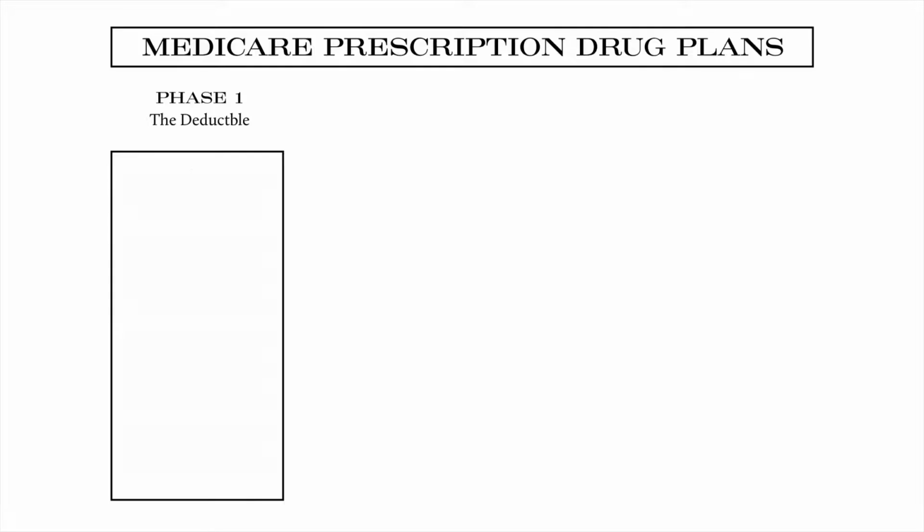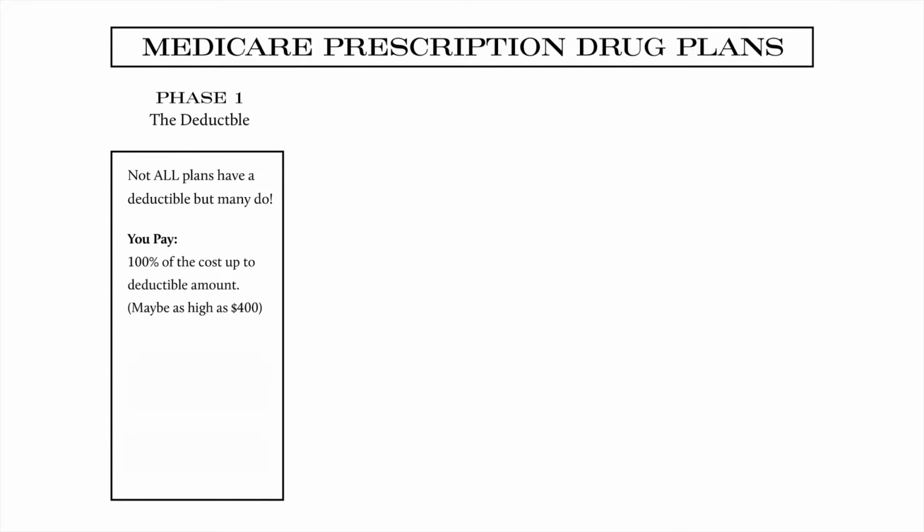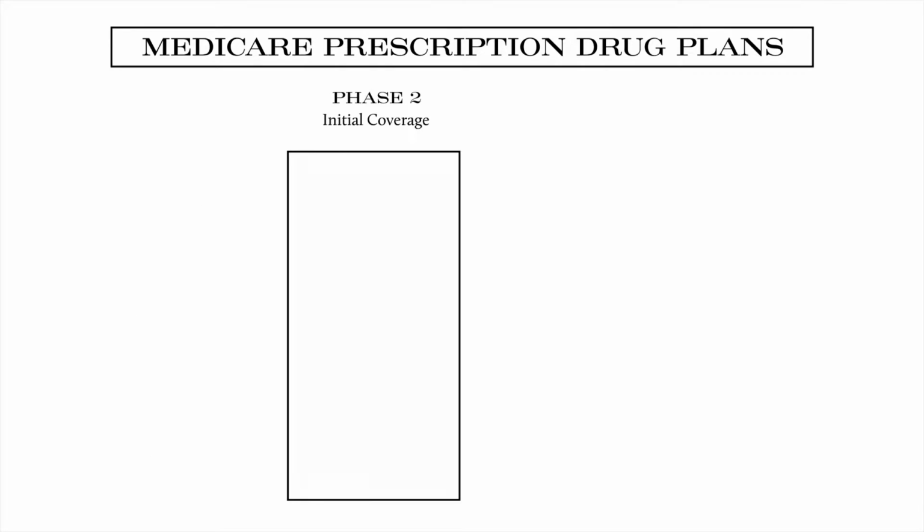Phase 1 is the deductible phase. Not all prescription drug plans have a deductible, but many of them do. In this phase, you must pay a certain dollar amount towards your medications before your plan pays any money. The deductible could be up to several $100s for the calendar year, and it starts over every year in January. Once you have paid the deductible, you move into Phase 2.